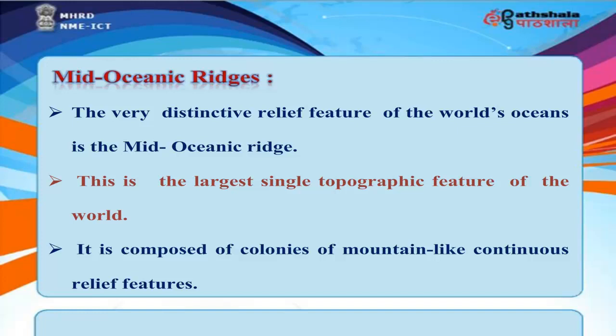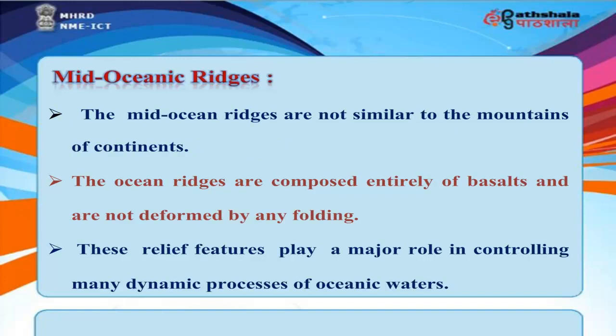Mid-oceanic ridges. The very distinctive relief feature of the world's oceans is the mid-oceanic ridge. This is the largest single topographic feature of the world. It is composed of colonies of mountain-like continuous relief features. The mid-ocean ridges are not similar to the mountains of continents. The ocean ridges are composed entirely of basalts and are not deformed by any folding. These relief features play a major role in controlling many dynamic processes of oceanic waters.